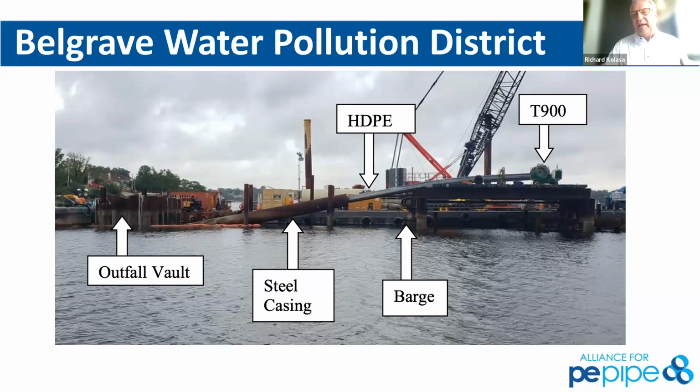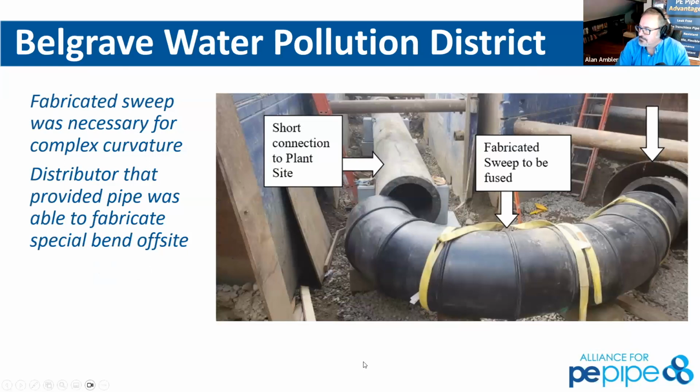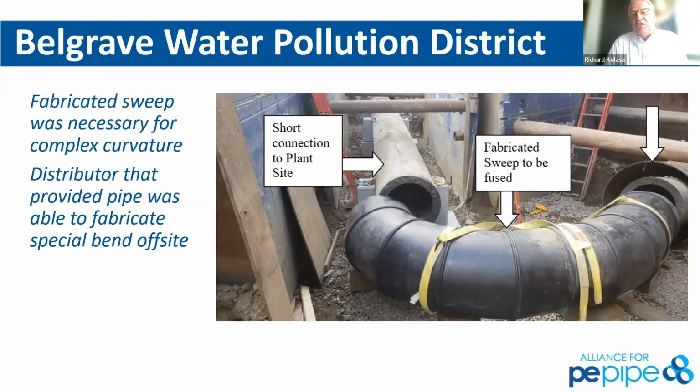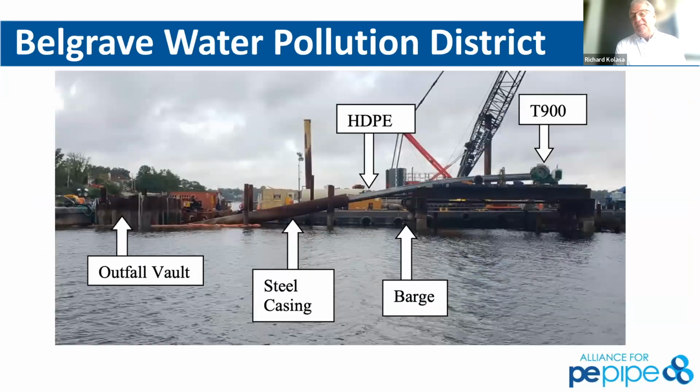Once we got to the end, we had to put in a little sweep. You can go to the next slide, Alan. That sweep was a fabricated fitting that was fused in, and we were able to connect those two lines and then make that whole system operational. It was very, very successful, and they were very pleased with how that whole installation went, because we didn't even touch a blade of grass in that swamp, environmentally sensitive area.